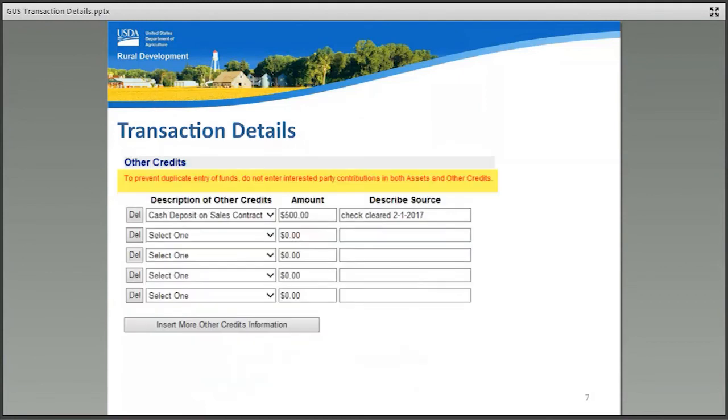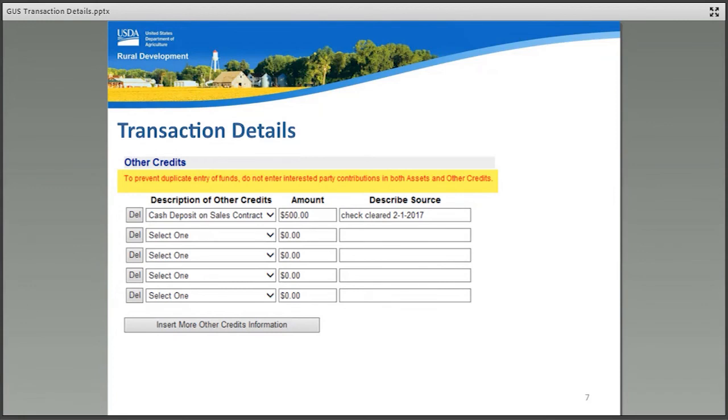The Other Credits section includes a red message. To prevent duplicate entry of funds, do not enter interested party contributions in both assets and other credits. If the user has already entered earnest money in the Assets section on the Assets and Liabilities application page, they should not enter it in this section as well.